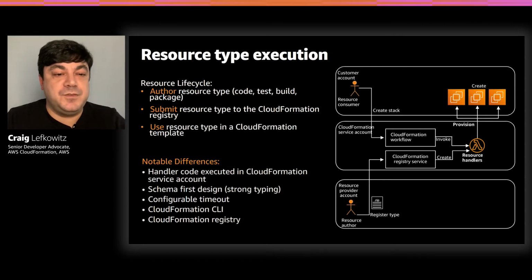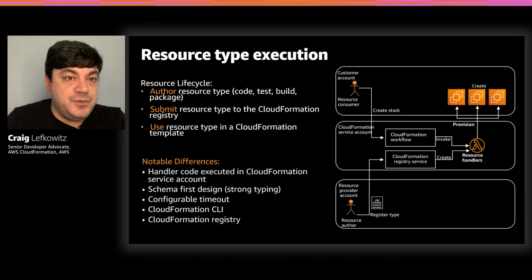Some notable differences from custom resources are that the handler code is executed in the CloudFormation service account. You no longer have to manage the Lambda function that backs your resource. Authoring a resource type starts with defining a schema, which enforces strong typing. This allows for greater integration with other AWS services. Resource types have configurable timeouts, providing greater control on your resource's lifecycle. We provide a command line tool that accelerates development by providing scaffolding, testing, and provisioning tools. And resource types use the CloudFormation registry, which is a centralized version repository that allows you to easily share your resource across templates.